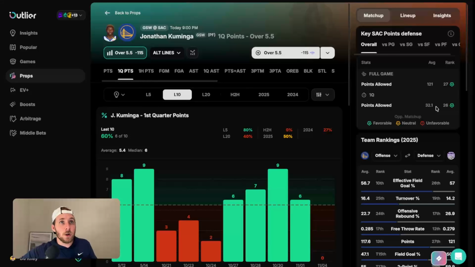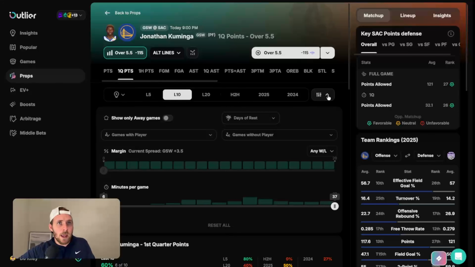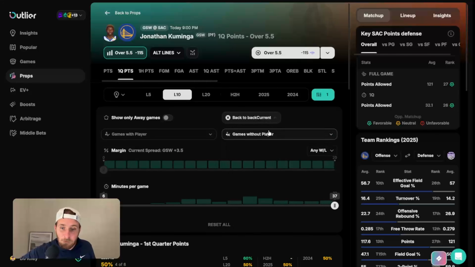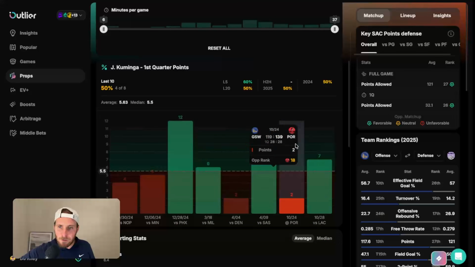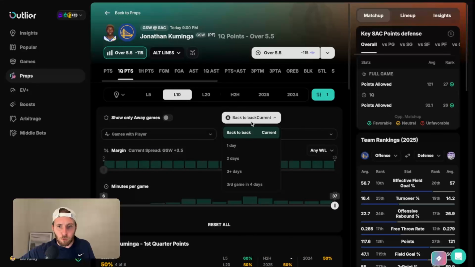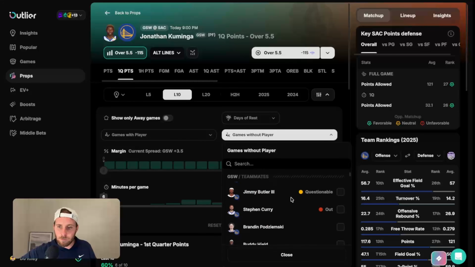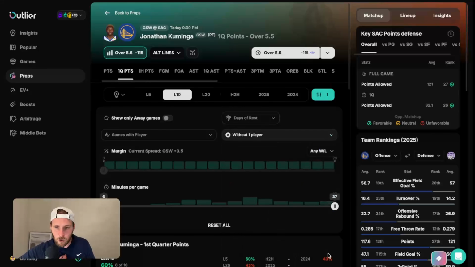Now we can even do a little bit deeper research into this by game scripting a lot of these plays as well. Click this drop down arrow, and now we can take a look maybe at all of the different days of rest. He's in a back-to-back game. We can set that and see how he performs in back-to-back games. But I think more importantly, I know that for this game, Steph Curry has already been ruled out. I am curious, how does he perform when Steph Curry is out?